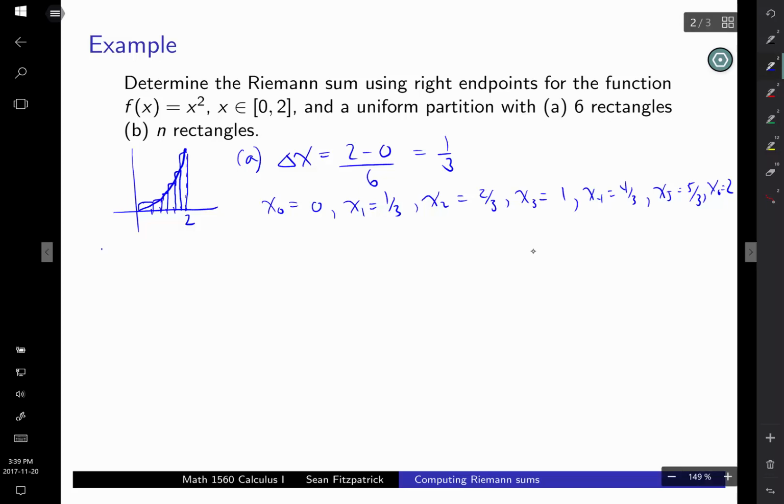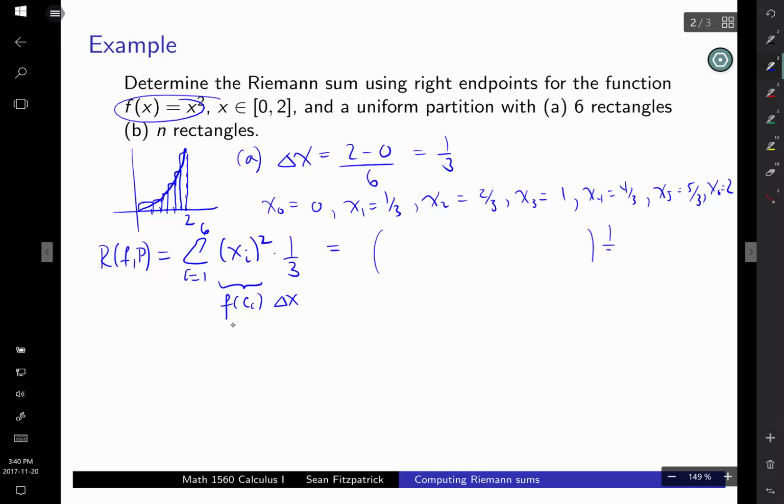So our Riemann sum looks like this. Okay, it's going to be the sum i going from 1 to 6 of xi squared, right, because my f of x is x squared, times 1/3. So this part here is my f of ci, because I chose ci to be xi. The 1/3 is my delta x. So what this gives me, and notice that the 1/3 is common, right? So I can put the 1/3 out front if I want.